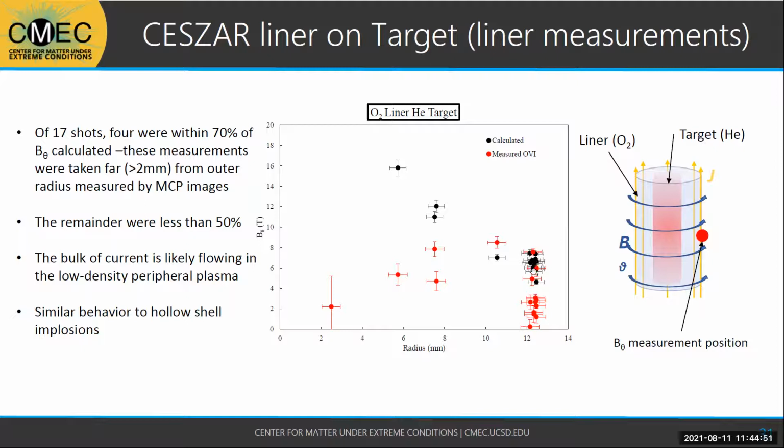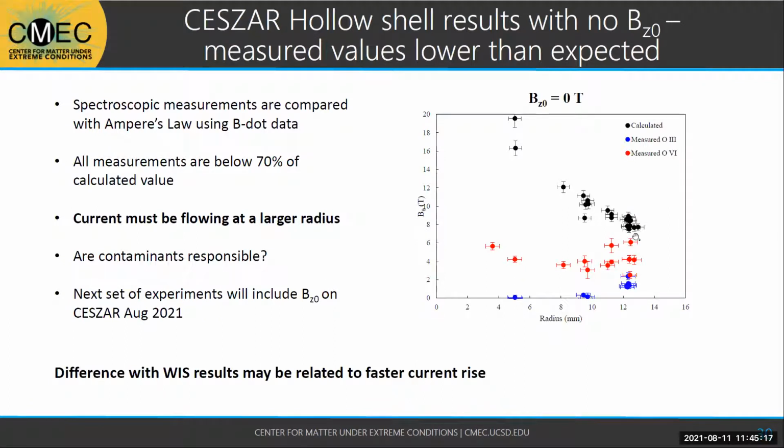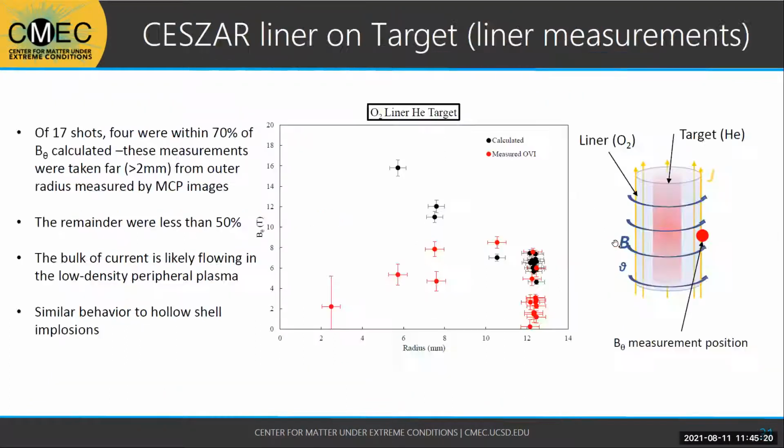And in these cases, the imaging camera, the MCP images are already showing a radius that is less than that. So we confirm that there's at least some oxygen out there that's carrying a lot of the current, at least in some cases. So these are roughly similar behavior to the hollow shell implosions, although we didn't really end up matching the expected values, but it's a similar trend.